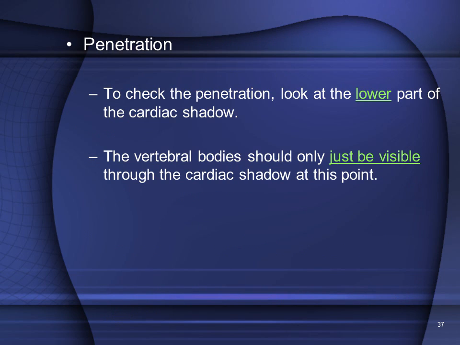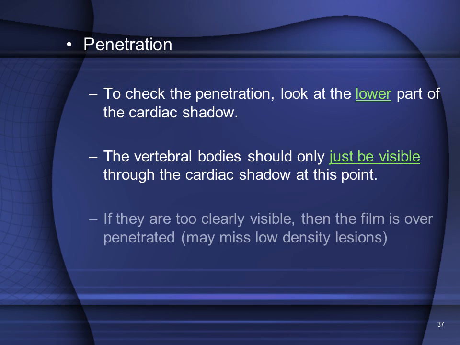You should also check for the degree of penetration, which is related to the exposure or the amount of strength in the X-ray beam. To do this, you look at the lower part of the cardiac shadow or silhouette. Within this silhouette, the vertebral bodies should only just be visible through the lower part of the cardiac silhouette. If they're too clearly visible, then the film is over-penetrated or overexposed. That means the beam strength that was used was too high. And in this case, you might miss a low-density lesion.